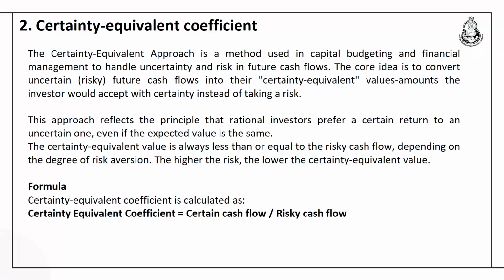So, under this method the capital budgeting and financial management would try to handle the uncertainty and risk in future cash flows by incorporating the certainty equivalent coefficient in the numerator. This approach reflects the principle that a rational investor prefers a certain return to an uncertain one, even if the expected value is the same.